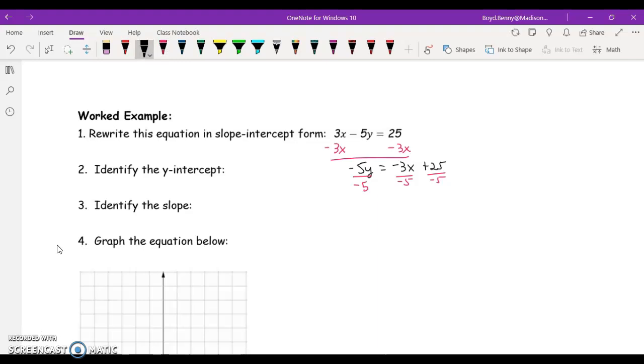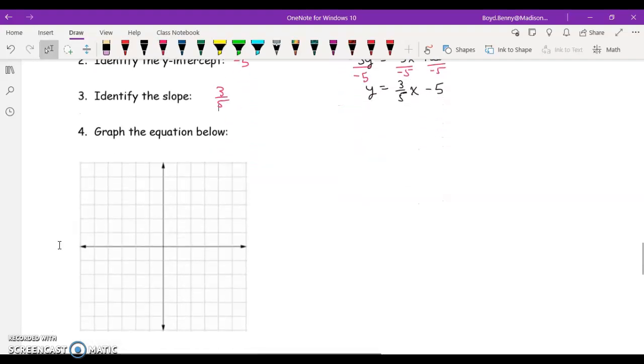which is going to leave me with y equals 3/5. Notice that becomes a positive because I divided a negative by a negative. Minus 25 divided by negative 5 becomes negative 5. That's going to give us a y-intercept of negative 5, a slope of 3/5.